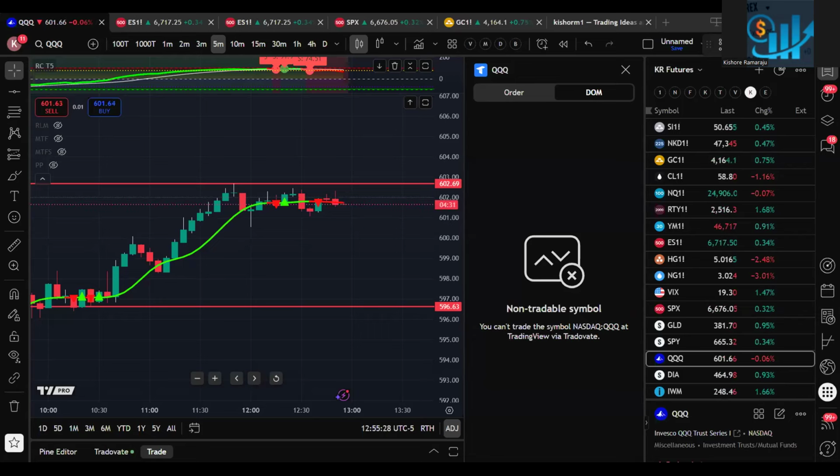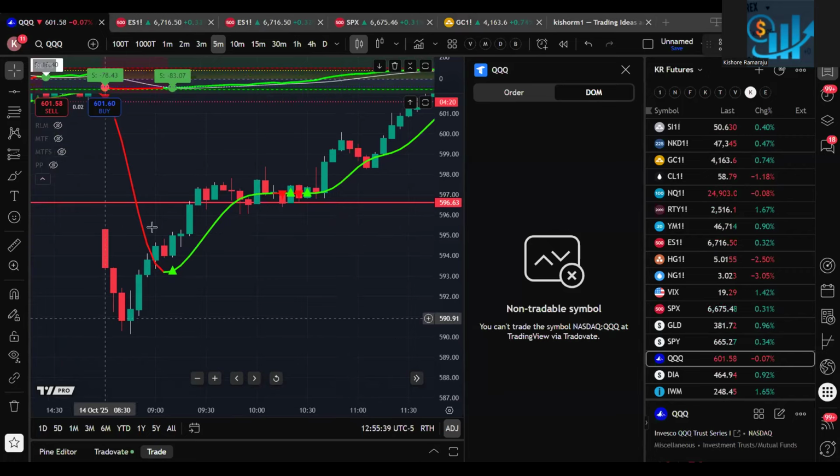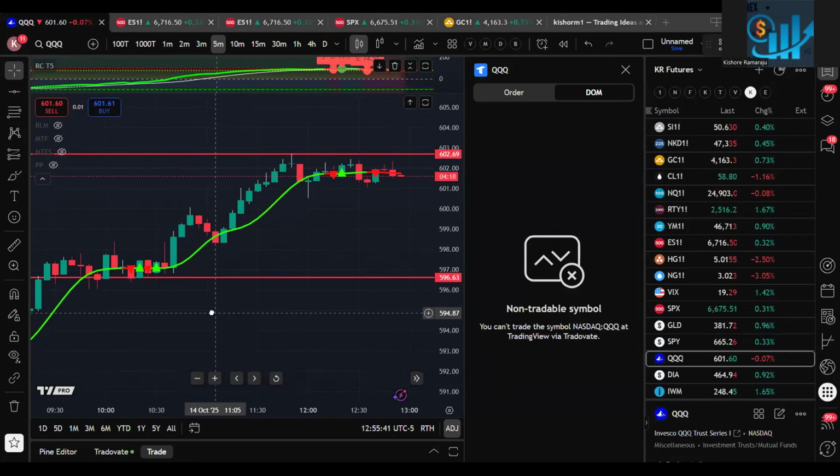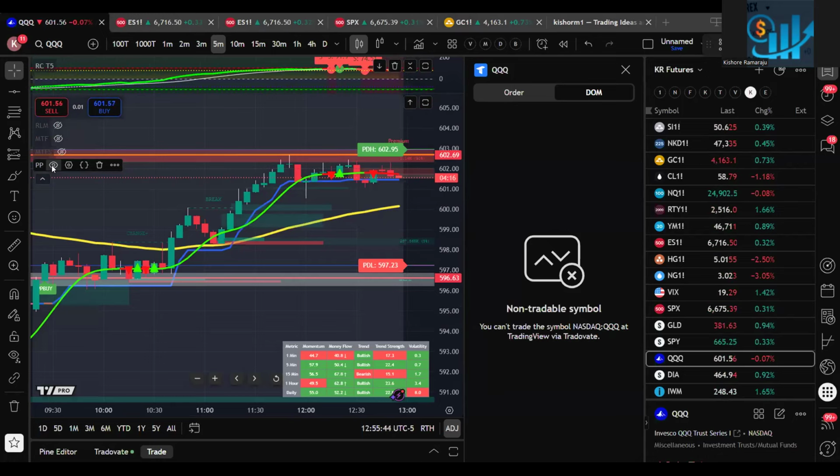I'm using a tool. So first understand, right? QQQ is a possibility, right? It went all the way up today. It came all the way to S8 and then started bouncing up. Now there is a possibility it can start dropping, right?